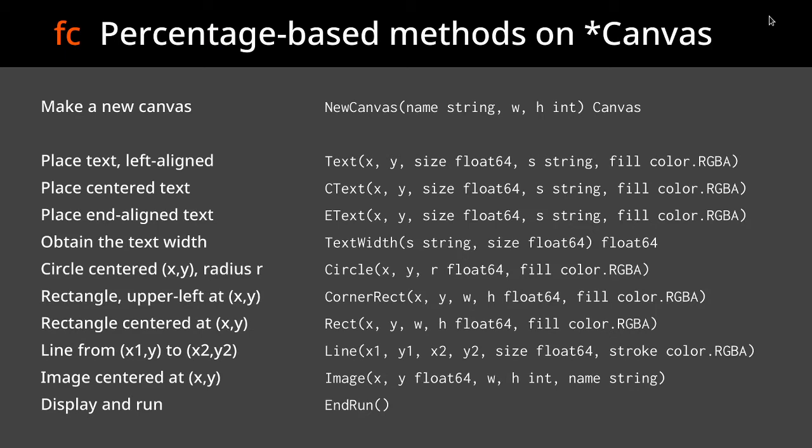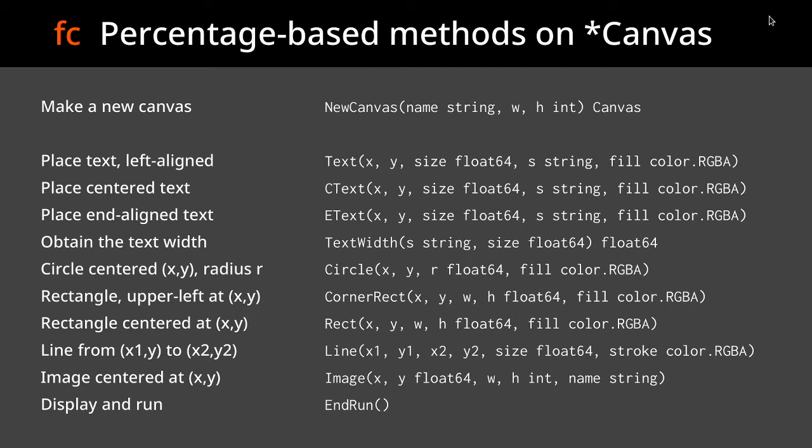Here are the percentage-based methods that are methods on a canvas. You call new canvas and get that object. And then from there, you've got methods to do things with text. As you can see, we've got a similar kind of parameter list. You have the X and the Y and the size. You've got the string, for example, for centered, left and end-aligned text. You've got the ability to grab the text width.